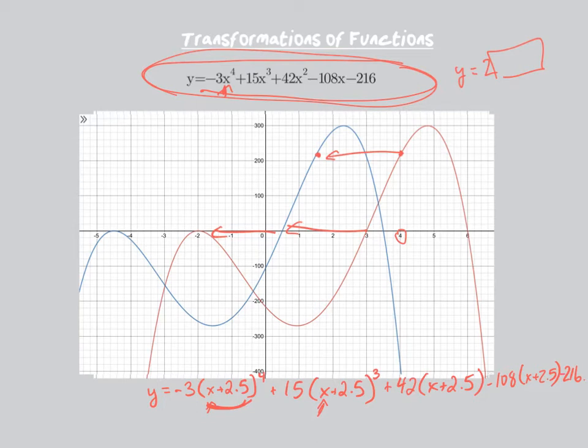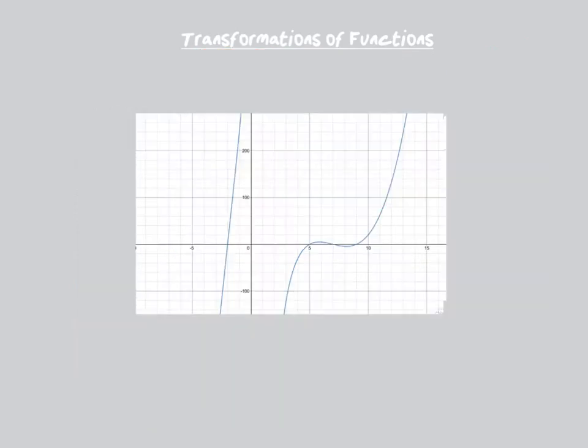So that's your answer. y equals -3(x plus 2.5) to the power of 4, plus 15(x plus 2.5) to the power of 3, plus 42(x plus 2.5), oh, that should be squared, plus minus 108(x plus 2.5), minus 216. Now, of course, you can expand this and multiply it out, but there's no use doing that. You already have an equation that is perfectly fine and gives you the blue graph.